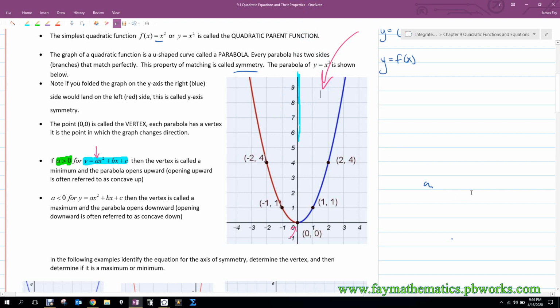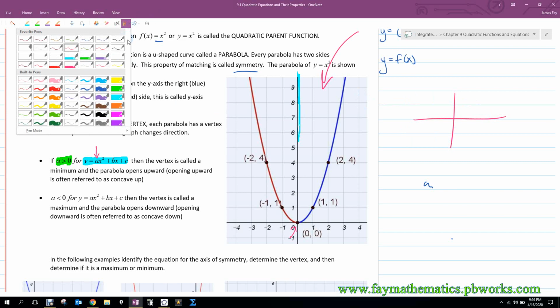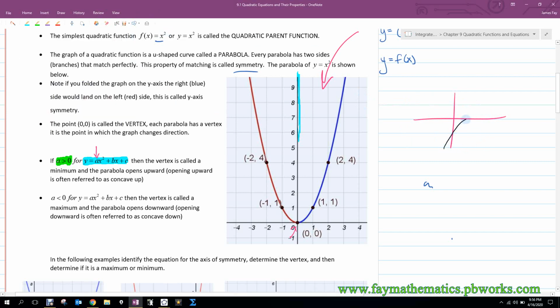When A is negative, your graph, let me draw a quick sketch here. When A is negative, your graph is going to look like that, and we say it's concave down. Now it'd be pouring the water out. So that's what this bullet here is talking about. When A is negative, when that number right there is a negative, we have a parabola opening downward, and we say it's concave down. That then turns that point into a maximum. This point here, because it was concave up, remember we called that a minimum.